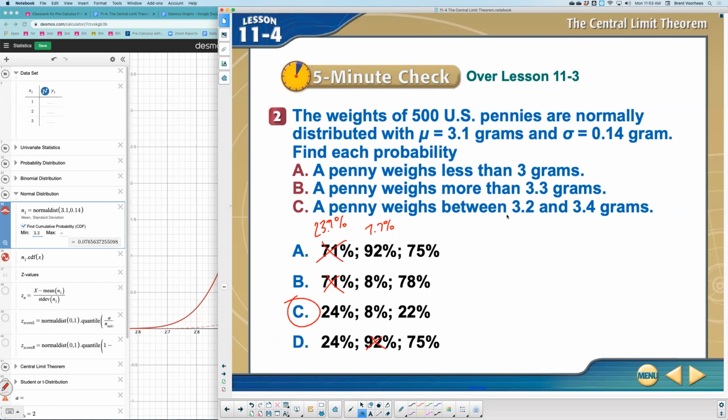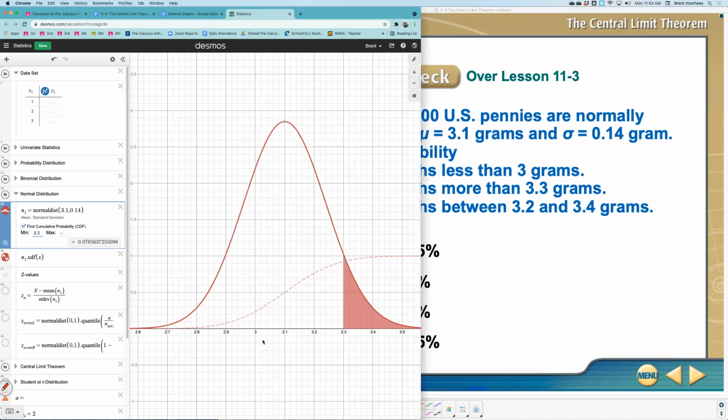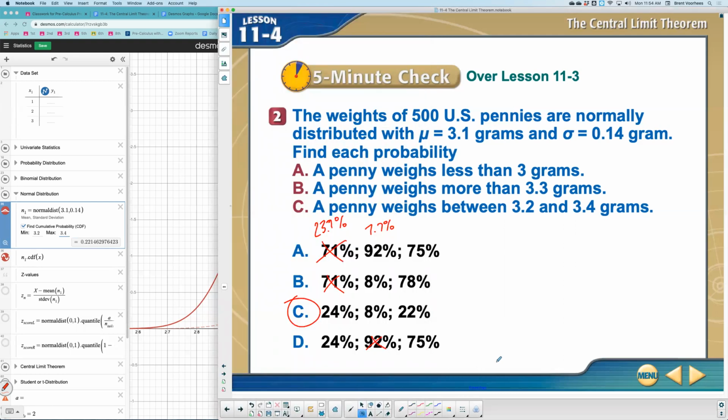And let's just try to see if it weighs between 3.2 and 3.4. So something in between 3.2 and 3.4. When I look at this area, I find that it's a 22.1% chance. And so the answer would be C.